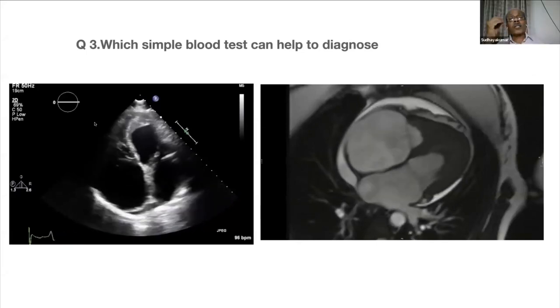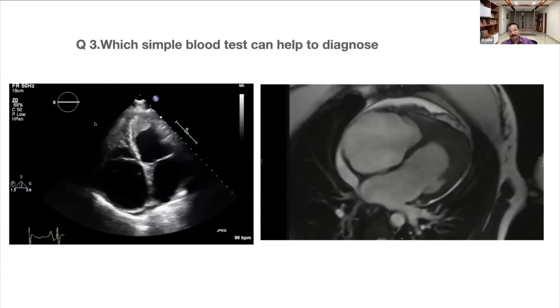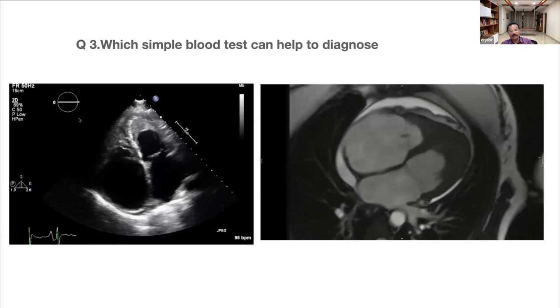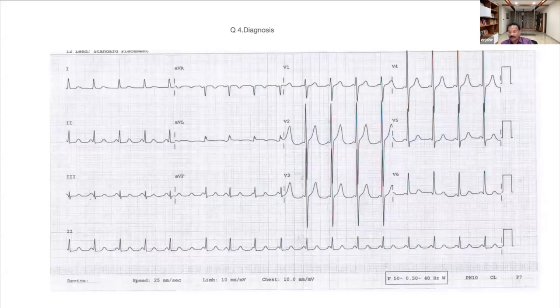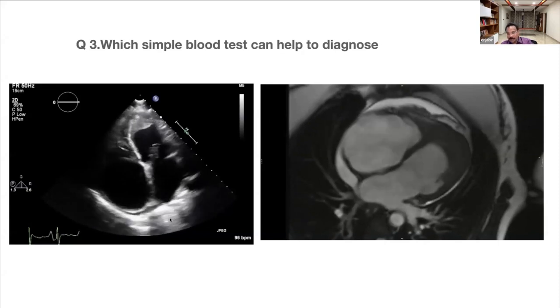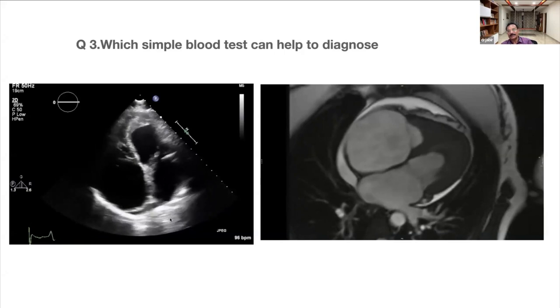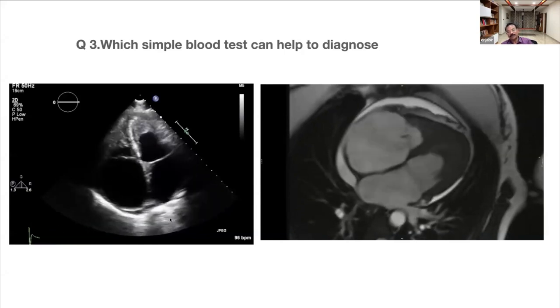Which simple blood test can help to diagnose? So what you are seeing is the atria is dilated, the right atrium is dilated more than the left atrium, and both the apex is obliterated. And you can see in the MRI it is dark, so that means it is thrombus. Sorry, it's the biventricular thrombus. This is commonly seen in eosinophilic cardiomyopathies. Most important, the blood test that you have to look at is peripheral blood eosinophilia.